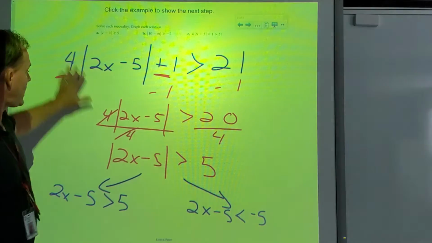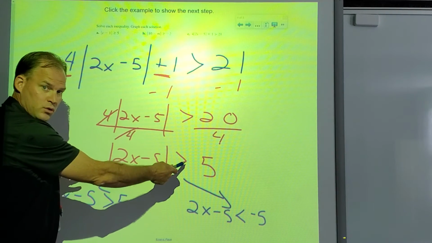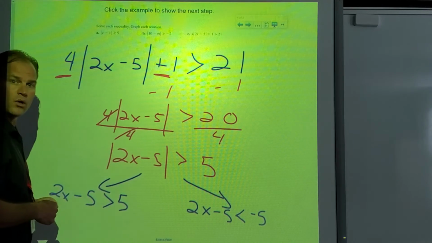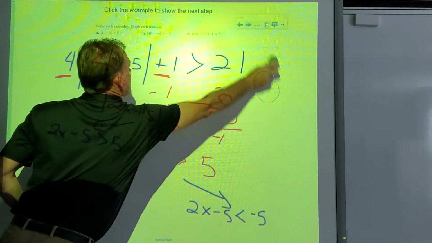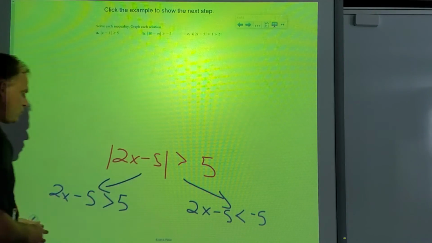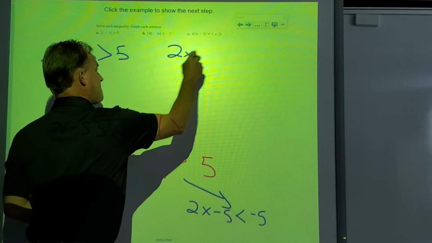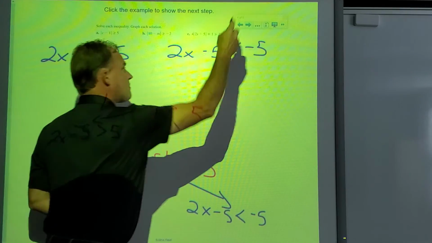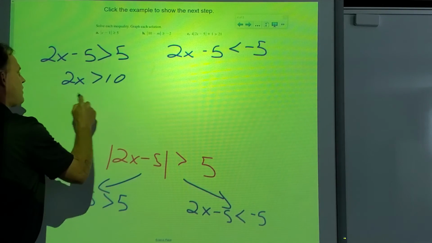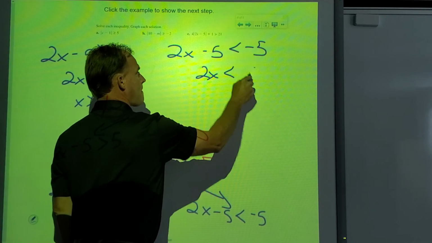So again, deal with the outside stuff first. You can't distribute. The way I get rid of the 4 is by dividing by 4. I haven't gotten rid of the absolute value signs yet. That only happens when I break it into 2 equations. Now, give myself some room up here. I have 2 equations. I can solve these two equations. Add 5 to both sides, divide, add 5 to both sides, divide.